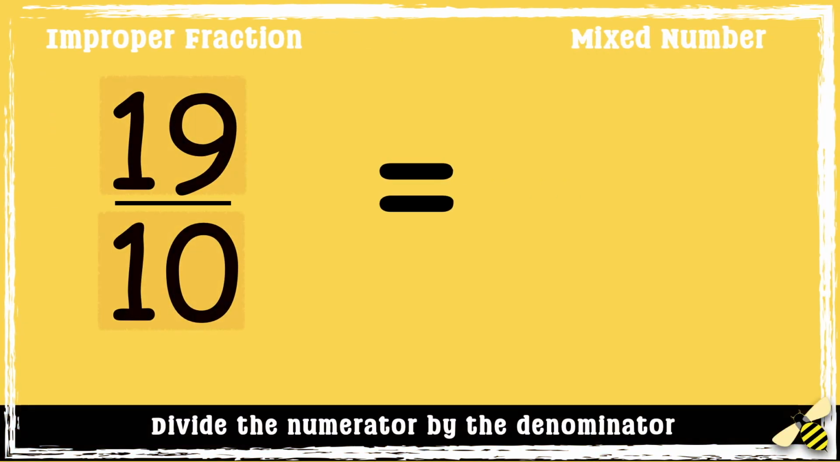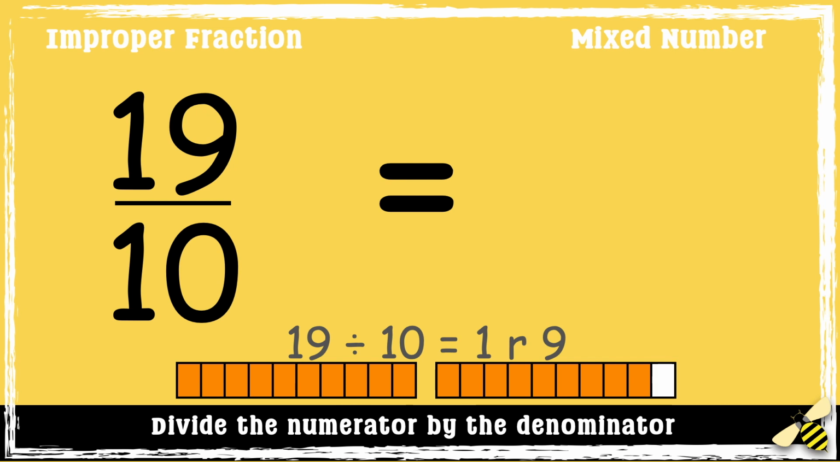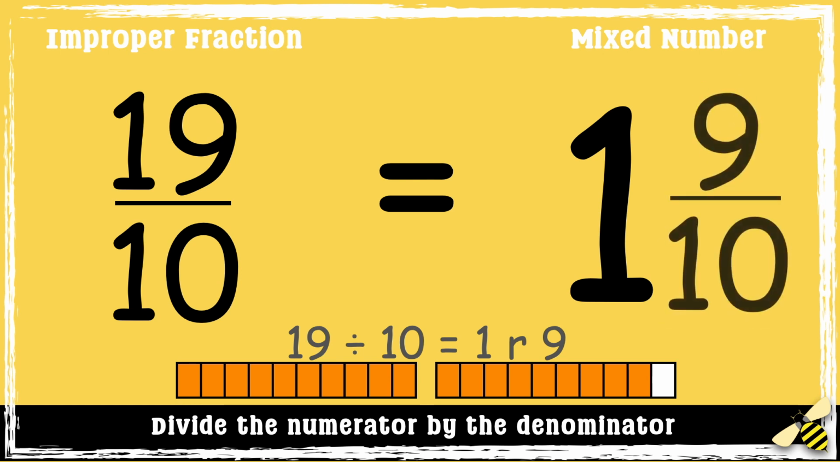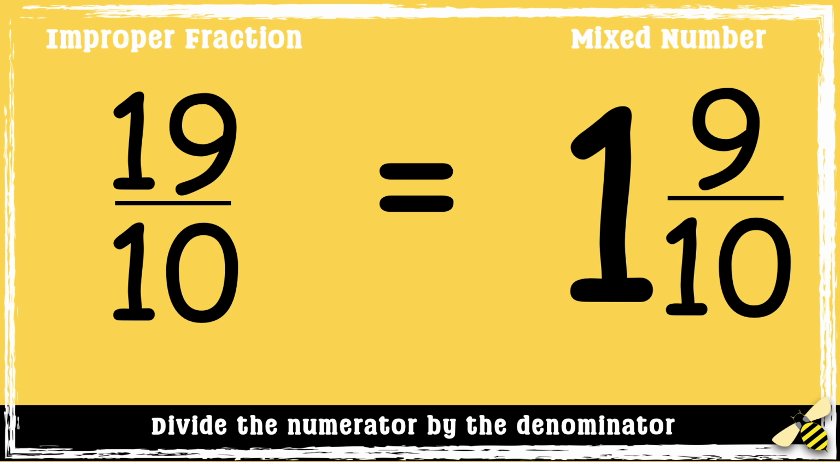So let's have a look at another one. So remember, we need to divide the numerator by the denominator. So 19 divided by 10 equals 1 with a remainder of 9. So we have 1 whole and 9 tenths left over. So 19 tenths is equivalent to 1 and 9 tenths.